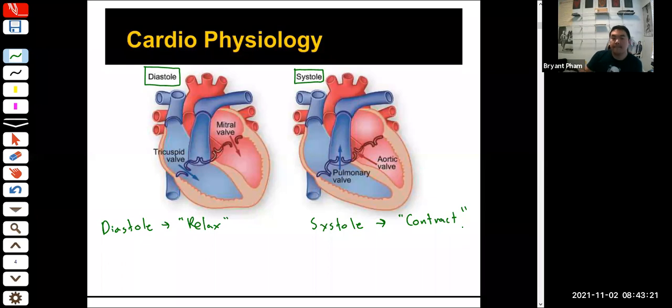Okay. How your heart kind of works. You have your atria up here and your ventricles down here, right? They are always opposite of one another. If your atria are contracted, your ventricles are relaxed. If your ventricles contract, your atria relax. They're always out of phase with one another.